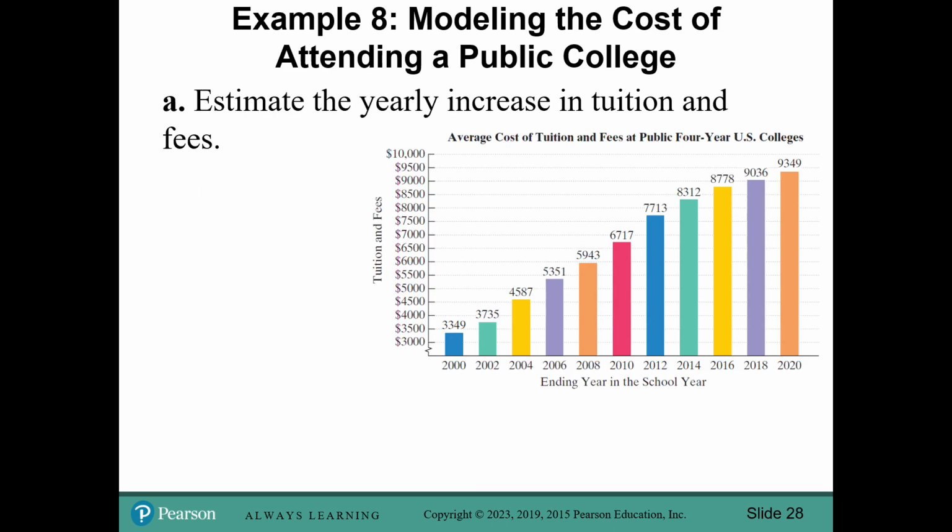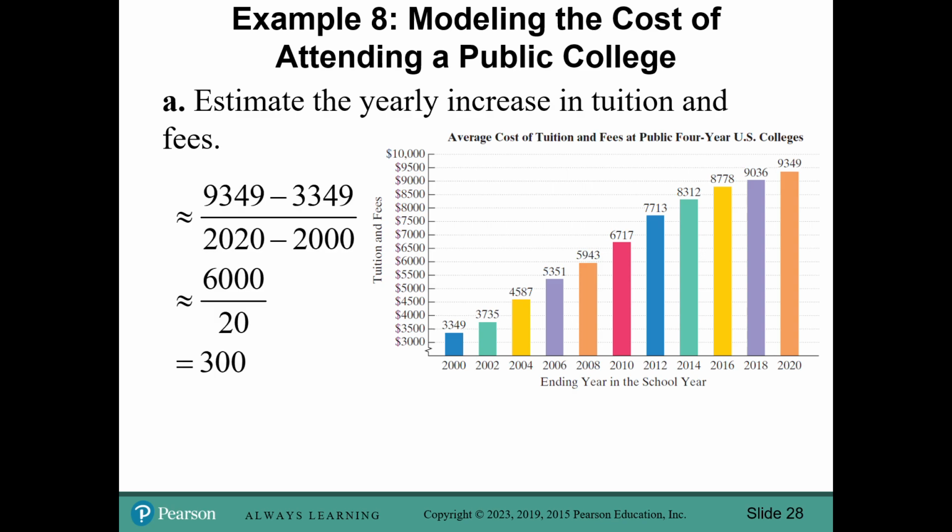A wants us to estimate the yearly increase in tuition and fees. In order to do this, we're going to have to look at what it cost in 2000 and compare it to what it cost in 2020. So that's what we do. We take the value that it cost in 2020, $9,349 for tuition and fees. We subtract from that how much it cost in 2000, which is $3,349. We put that in our numerator.